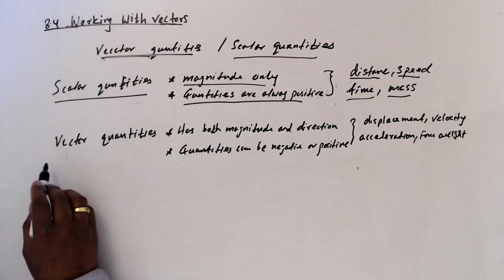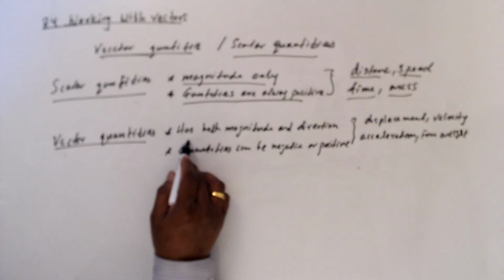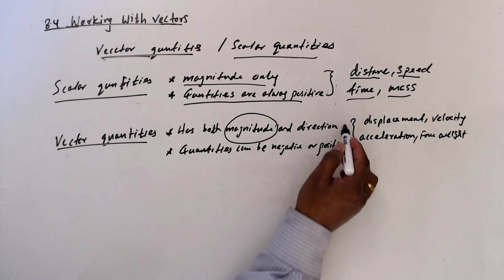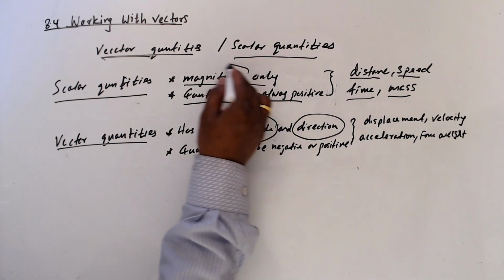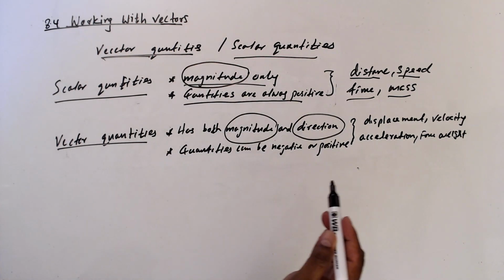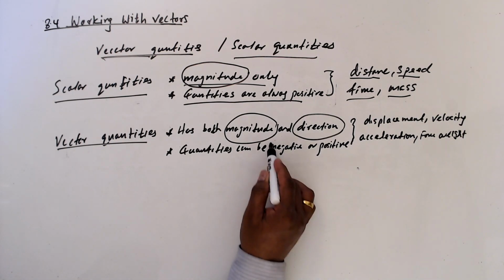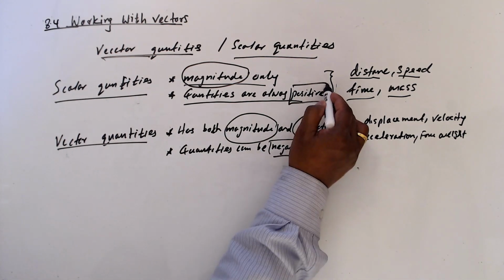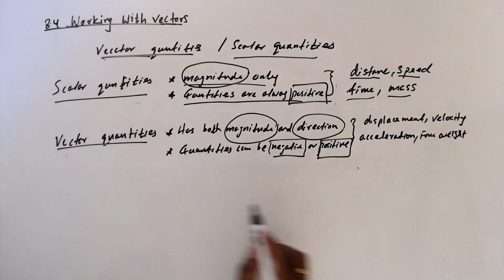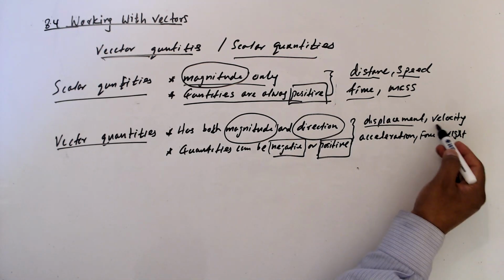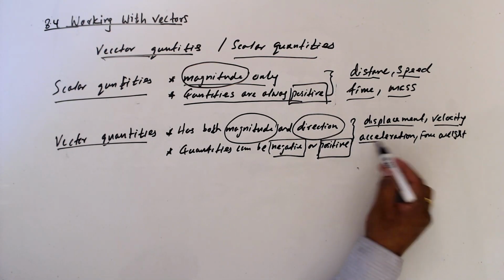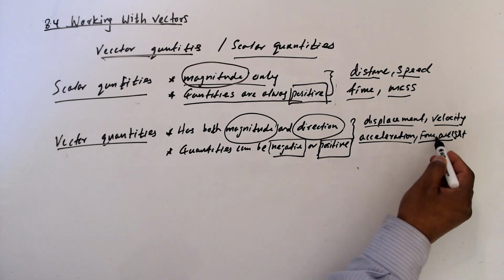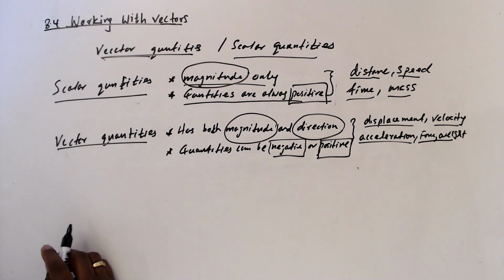the vector quantities have both magnitude and direction. So a scalar quantity is only magnitude and it is only positive. For example, displacement, velocity, acceleration, force, weight, those all are vector quantities.